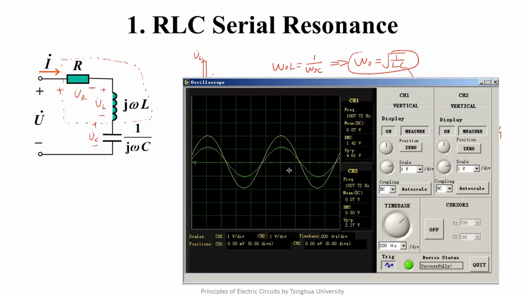Now we adjust the frequency of the source higher, and we can see the input and output voltages aren't in phase anymore, and the amplitude of the output voltage is smaller than that in resonant condition, which means in resonance the output voltage reaches its maximum value. Also, the current in the circuit reaches its maximum value. Obviously, we can observe a similar phenomenon by adjusting the frequency of the source lower.